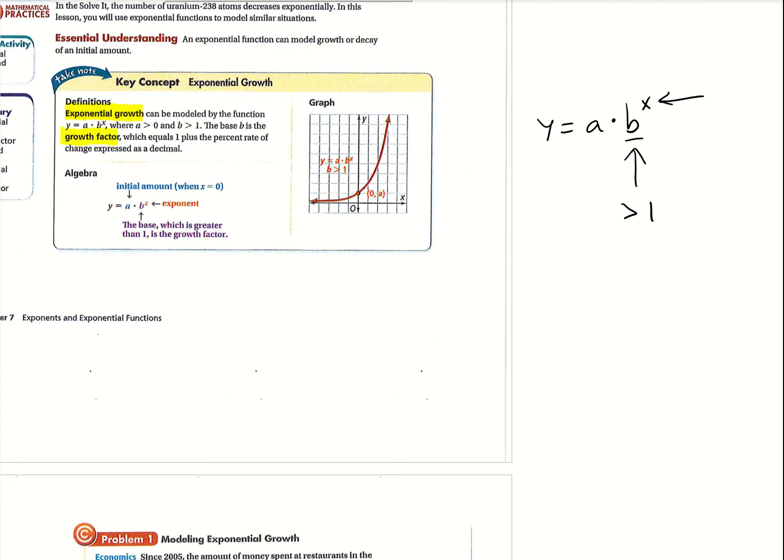Pretty much that is 1 plus the percent rate that we're having, or percent rate of change, I guess you would say. So yeah, we'll get into that as we go into some examples though.